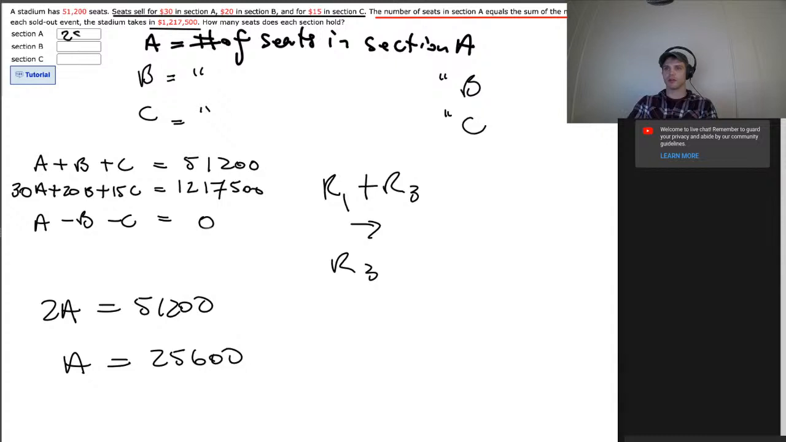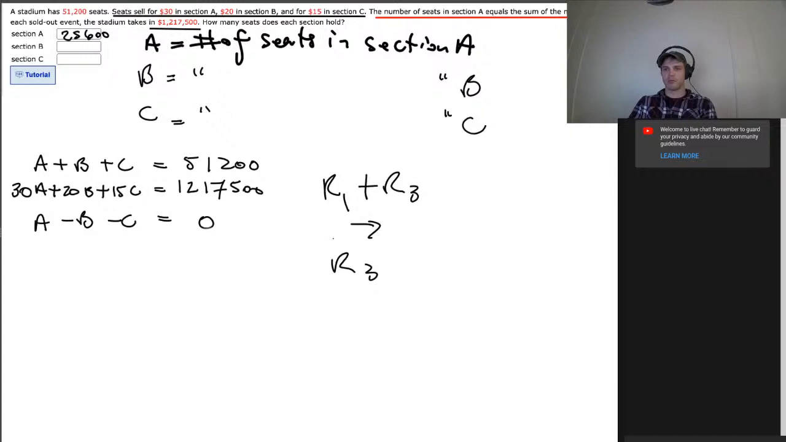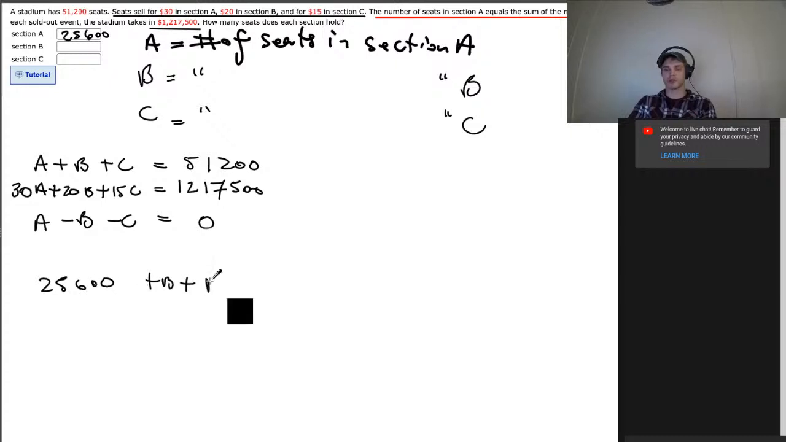So we know a, 25600. Once we know a, we can substitute that into our equations. So substituting that into the first equation, I get 25600 plus b plus c equals 51200, and I can subtract 25,600 from both sides. And this becomes b plus c equals 25600.